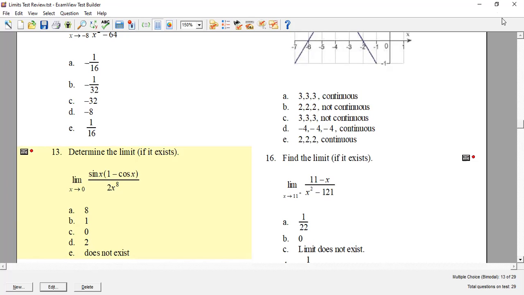I'm going to show you my y equals as well so that you guys can see how I put that in. So sine x parentheses 1 minus cosine x, make sure you close both parentheses, and then 2 times x to the 8. Is everybody good with that? You have to do it this way. All right, here's your graph.